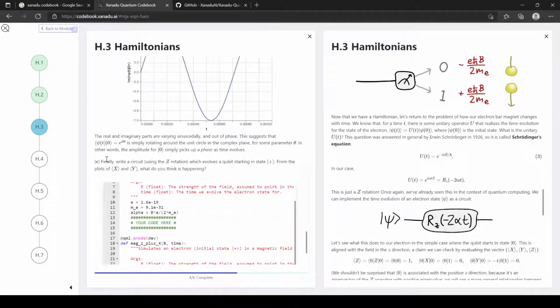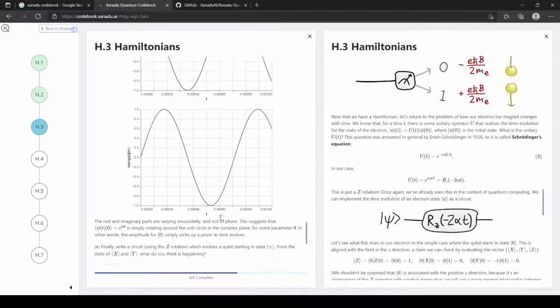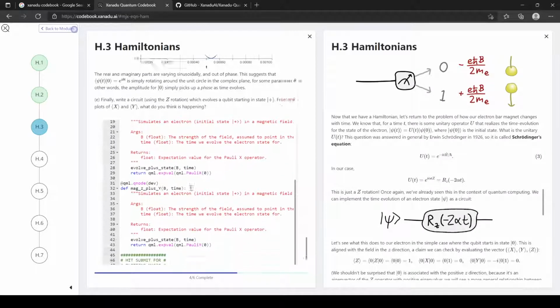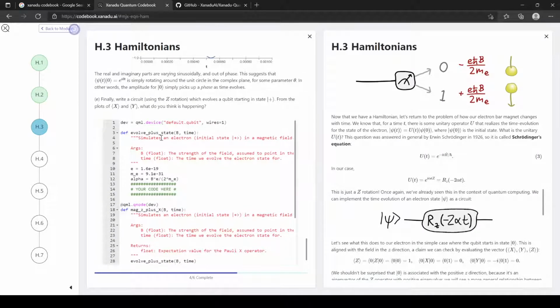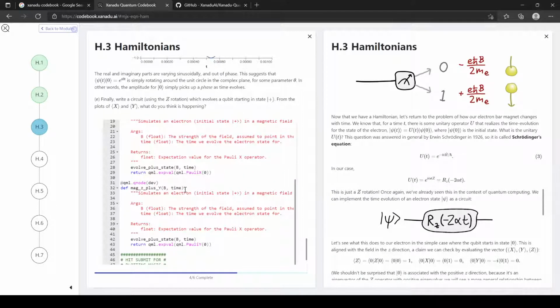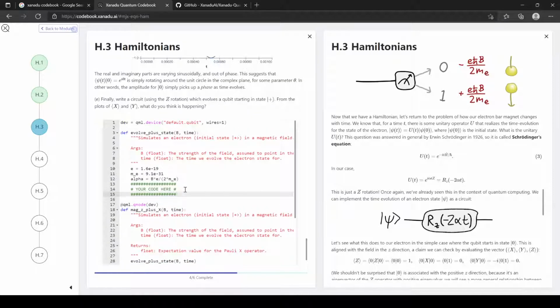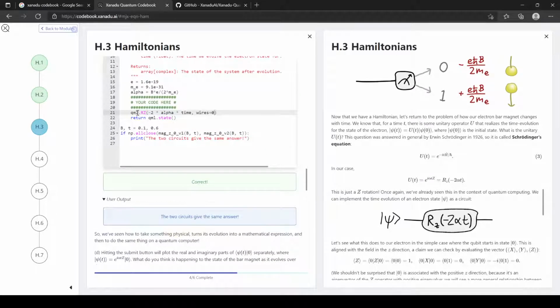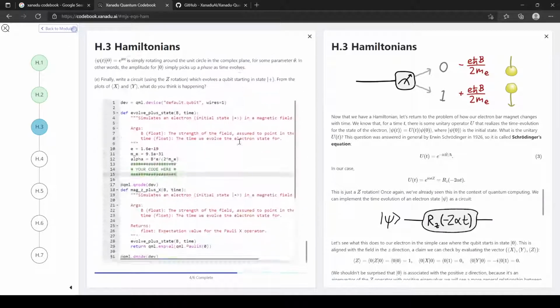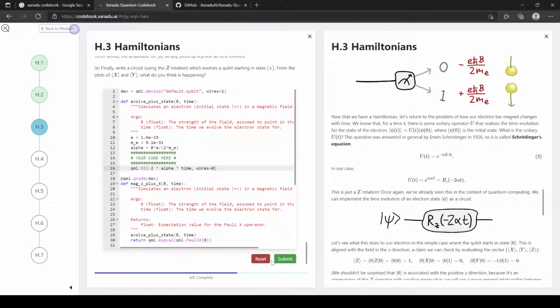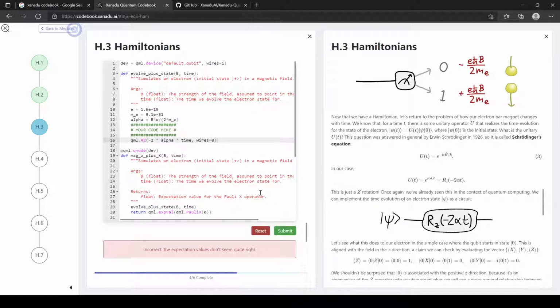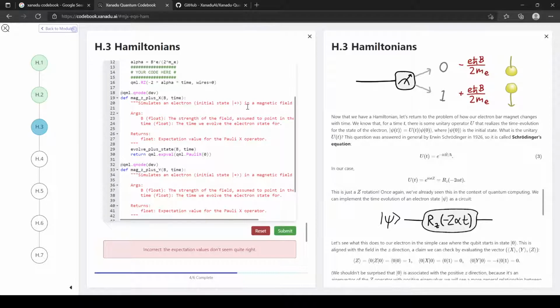Finally, write the circuit using a Z rotation. Okay, whoa, what am I doing here? Simulates an electron initial state plus a magnetic field. How is this? Do I not just do the same thing? Is this different? Okay, it is different. Am I supposed to return anything? No, I'm not.